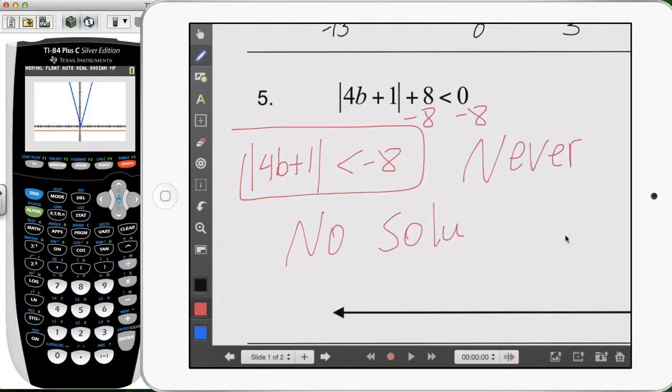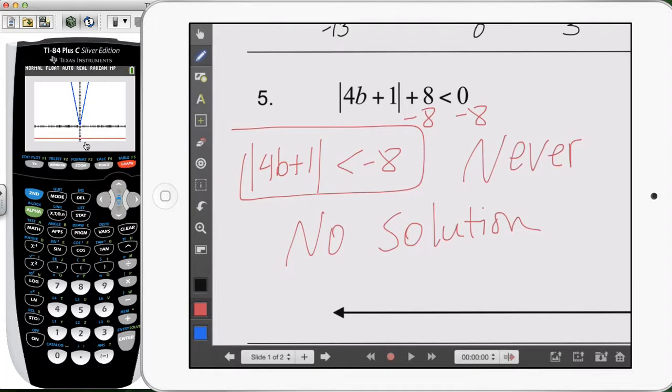Now also to better see this, let's go to our y equals and graph it and see what part of my V is going to be below -8. So put 4x plus 1, and you're going to put -8 on the bottom. Now let's graph it. And let's see what part of my V is going to be below -8.